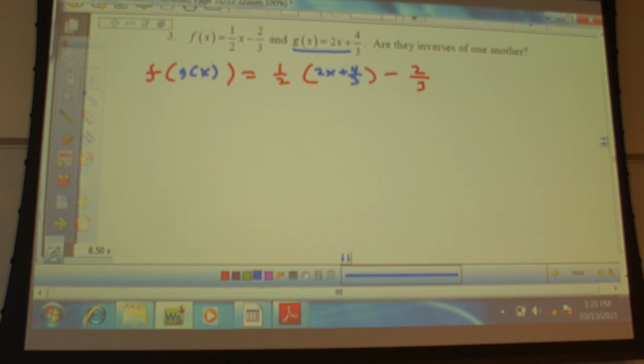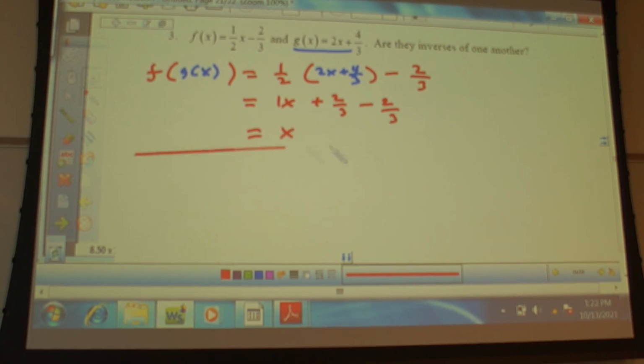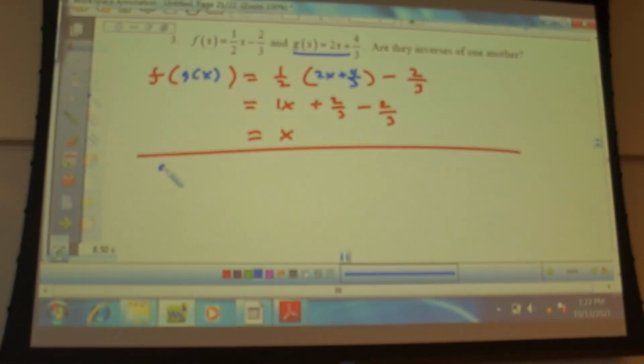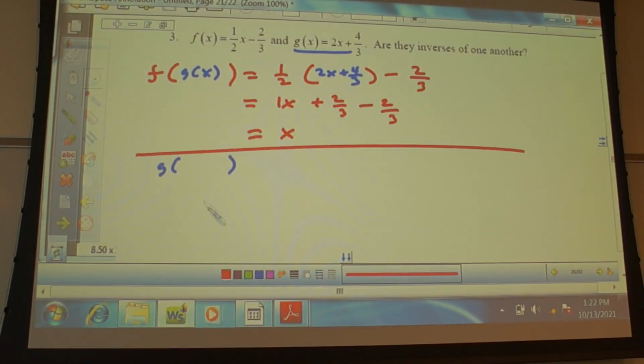Then I'm going to just distribute these. 1/2 times 2x is 1x. 1/2 times 4/3 is 2/3. Half of 4 is 2, so 2/3 minus 2/3, which equals, these guys cancel out, you get x. The other way is g of f of x.